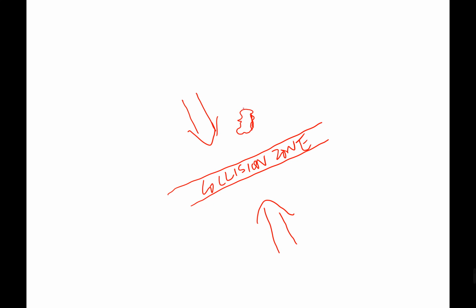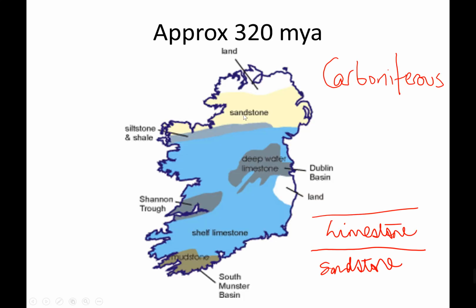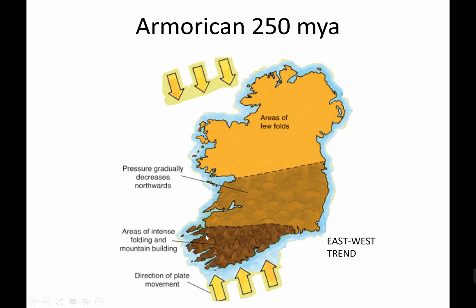So that means that not the whole island was affected by it. In fact, it's probably a little bit further. So only the Munster part was mostly affected by it. And this is what this is showing you here. So do you see the way it says areas of intense folding and mountain building? Because this was the area that was closest to the collision zone, whereas there was less pressure up here, so outside of Munster it wasn't really affected.